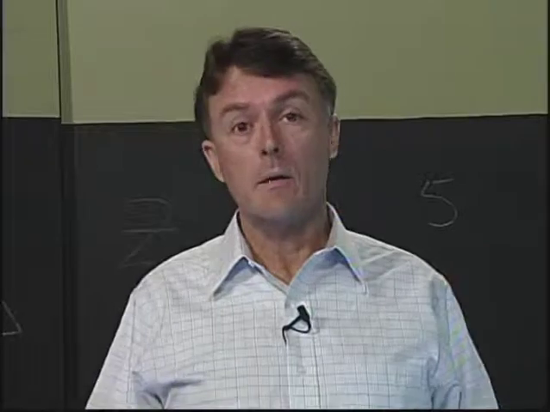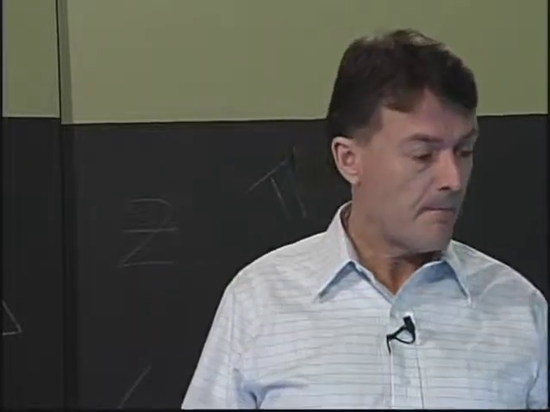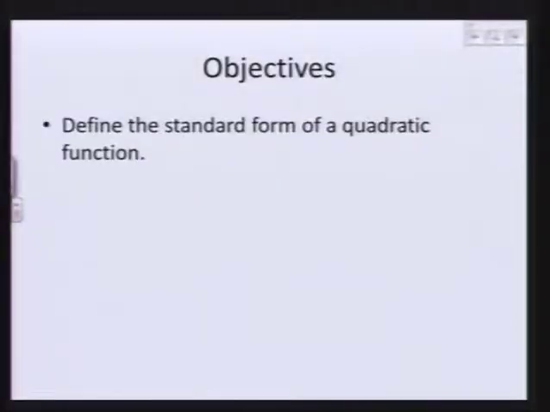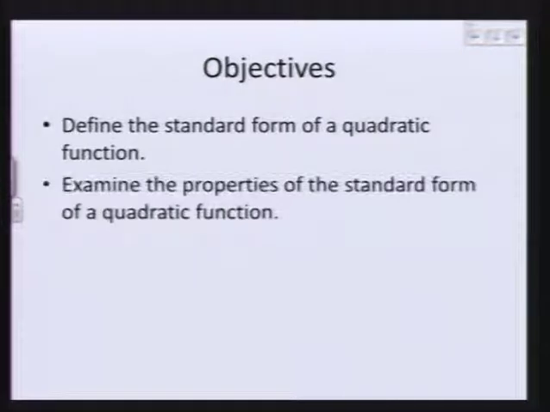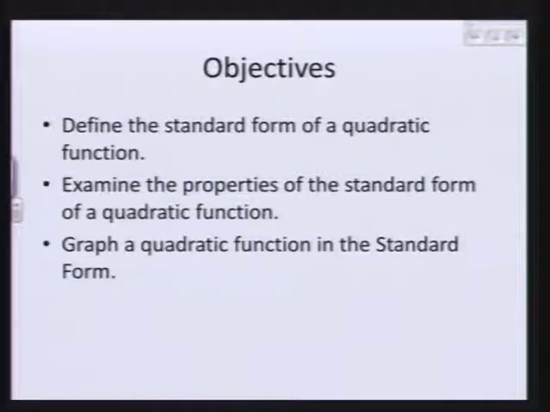So let's look a little more closely at what our objectives are. First of all, we want to define the standard form of a quadratic function. Next, we want to examine the properties of the standard form of a quadratic function. We're then going to graph a quadratic function in the standard form.